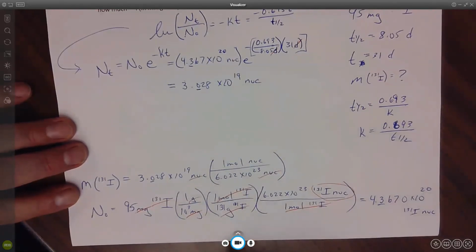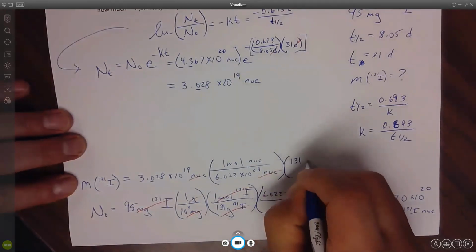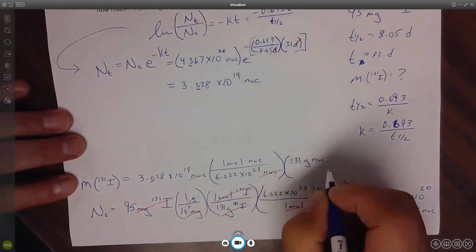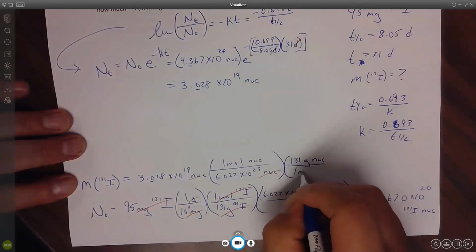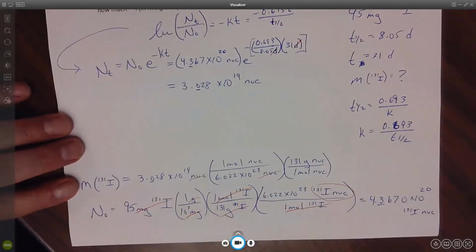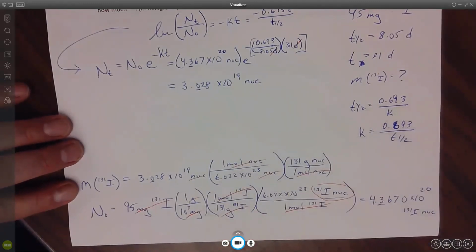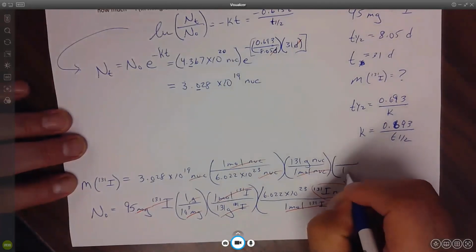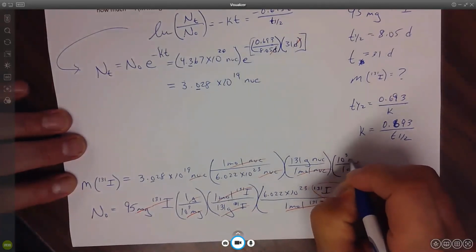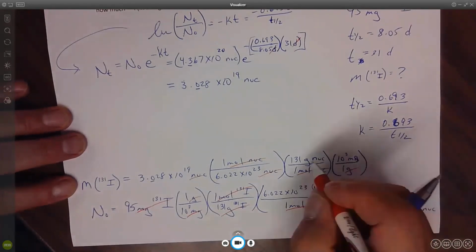Now we need the molar mass of the iodine-131, except we're going to multiply it by, so there's 131 grams of the nuclei in 1 mole of the nuclei. And again, this is all for iodine-131. The moles of nuclei cancel. Now I have grams, but it wanted it in milligrams, and we know in 1 gram there is 1,000 milligrams. So the grams now cancel.